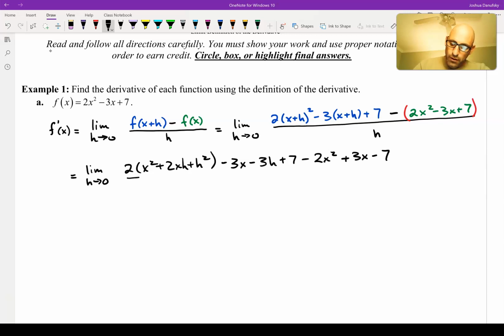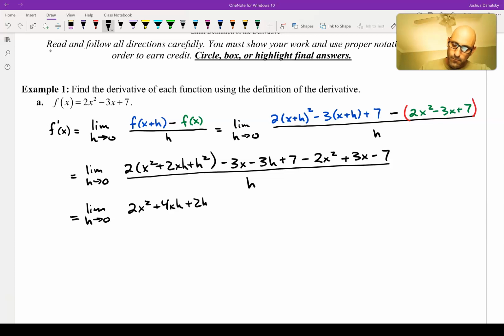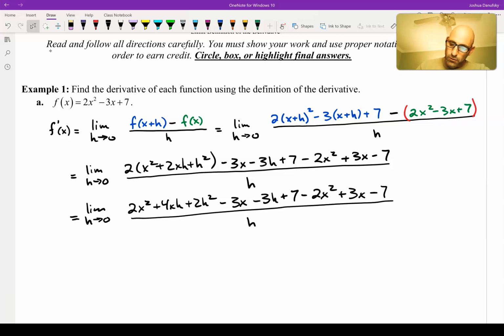I think we're there. And now I'll distribute the 2. These are a decent amount of writing. The good news is very soon in the next chapter, we'll be able to start finding this derivative very quickly using differentiation rules. But for now, this is what we're doing.